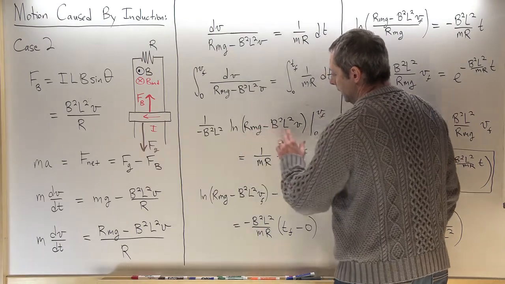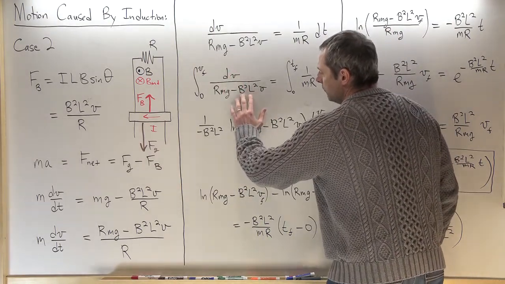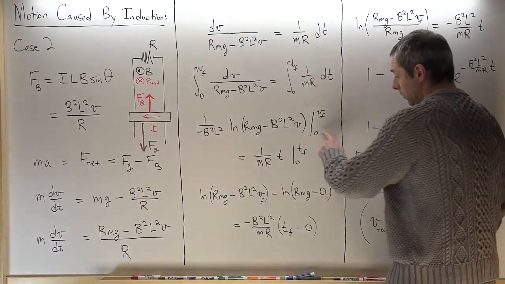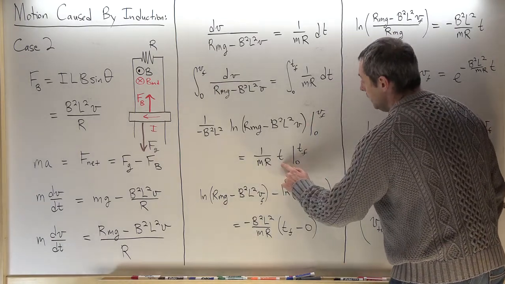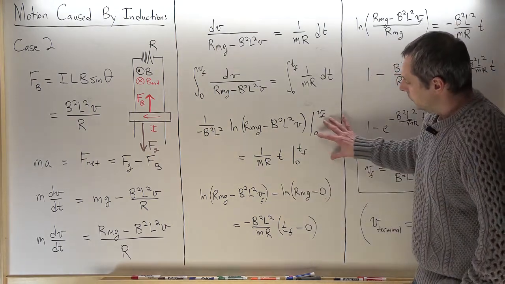So basically, because this term, if we had just dv over v, it'd be log, but because of this term in front, we get a 1 over this term with a minus sign. And over our limits, this side's easy to integrate. 0 to t final, dt integrates to t from 0 to t final. So I integrated both sides.